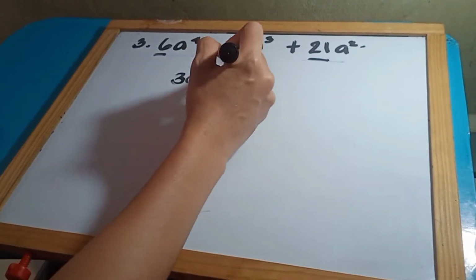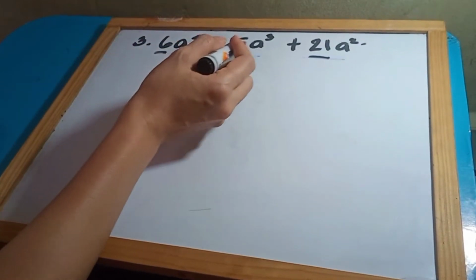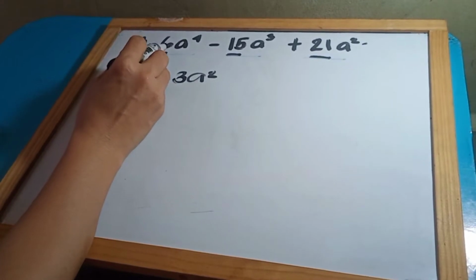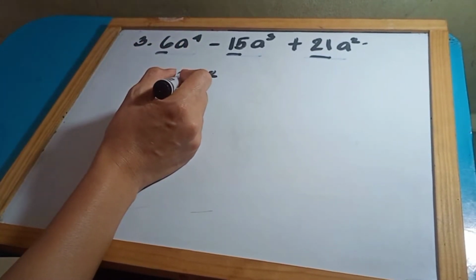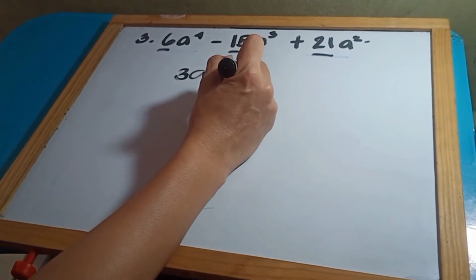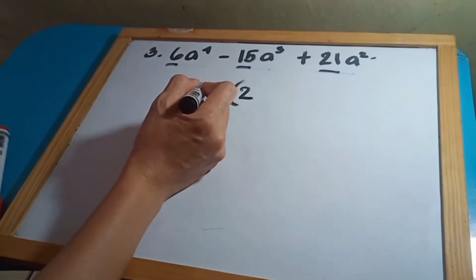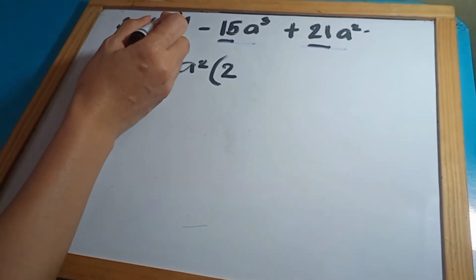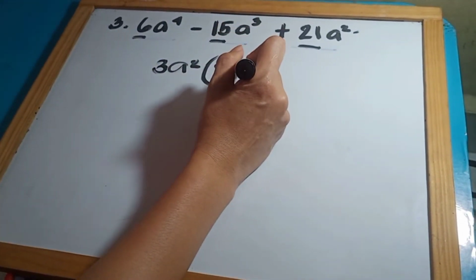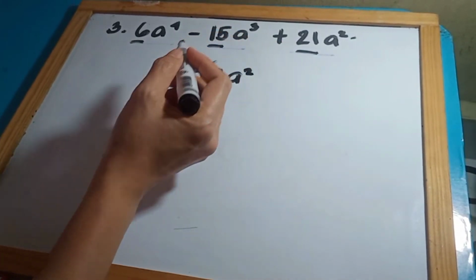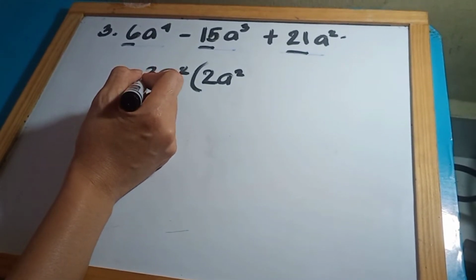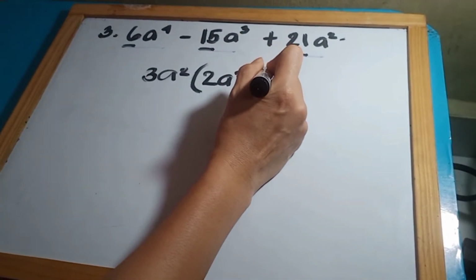So anong gagawin natin next? I-divide natin each term sa ating common factor. So let's have the first term, 6a to the 4th divided by 3a squared. So 6 divided by 3, that's 2. A to the 4th divided by a squared. So ima-minus natin yung exponent. 4 minus 2, that is 2. So a squared. And then next term, we have negative 15 divided by 3, that is negative 5.